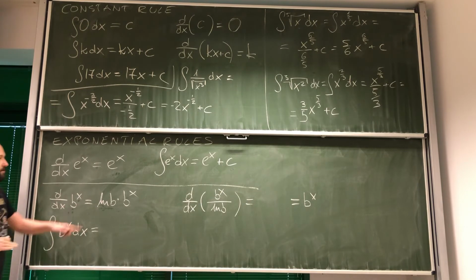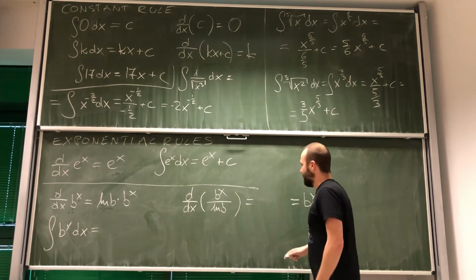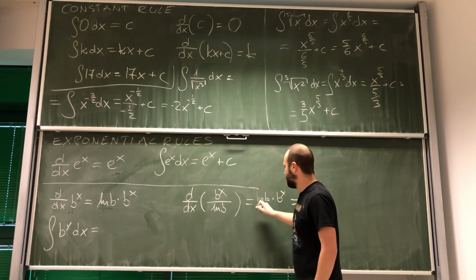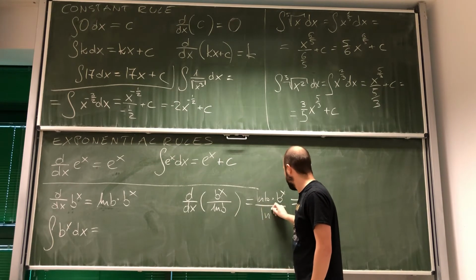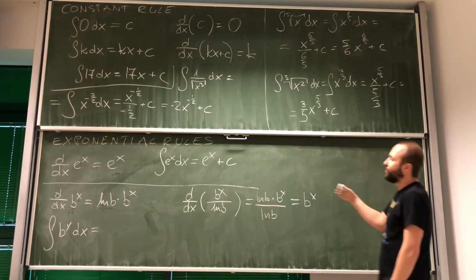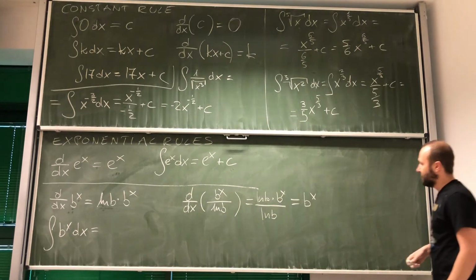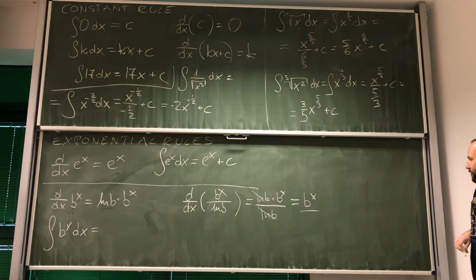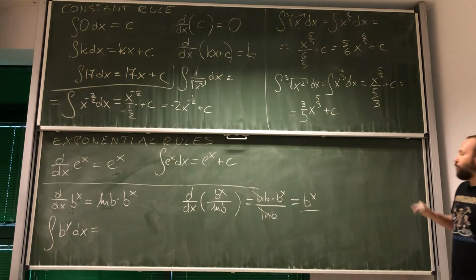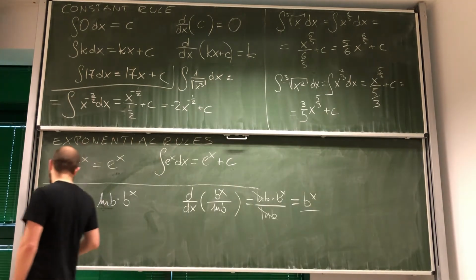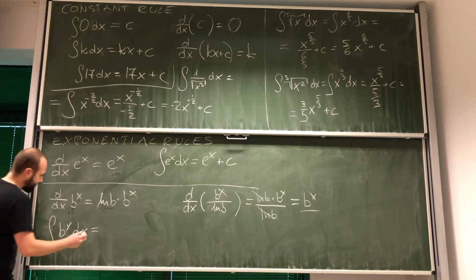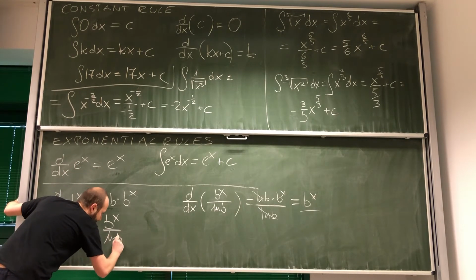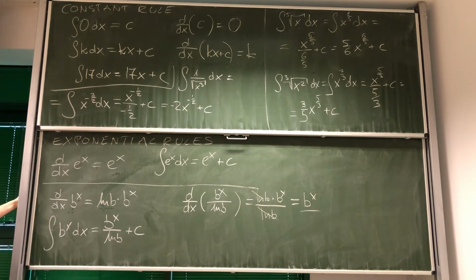Okay, so now if I'm differentiating this expression, I'm getting that this is ln b times b to the power of x divided by ln b, right? Remember, ln b is a constant. We don't need to use the quotient rule. Those two cancel each other out. We get b to the power of x. So what we get out of this is that the integral of b to the power of x is equal to b to the power of x over ln b, and of course plus c.